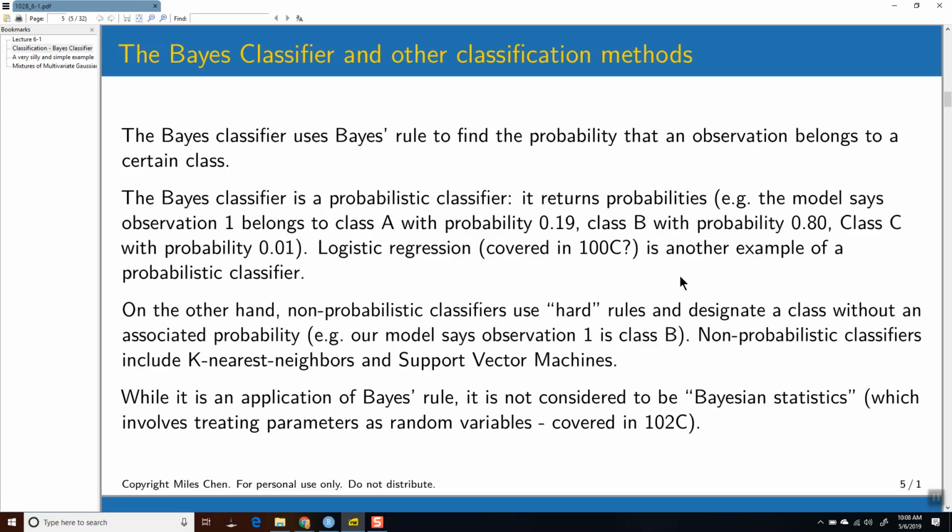classifier. Okay, and so the Bayes classifier will use Bayes' rule to find the probability that some observation belongs to some kind of class, right? And it's a probabilistic classifier, which means it's going to return probabilities, something like it belongs to class A with 19% probability, and it's class B with 80% probability, and it's class C with 1% probability, okay? So these are different probabilities, they add up to 1, and that's what we have.